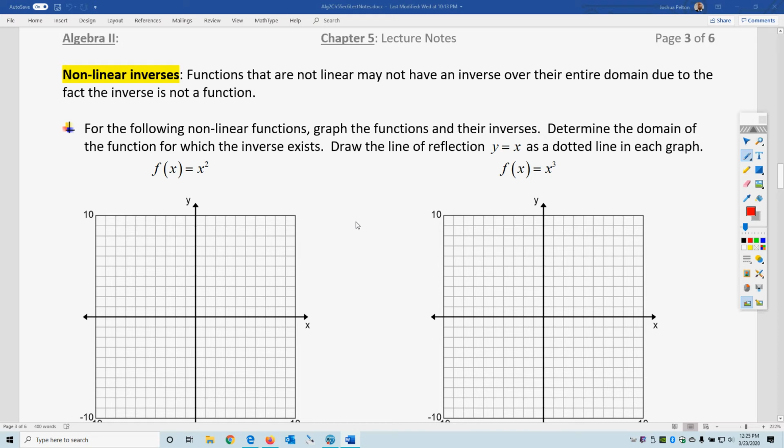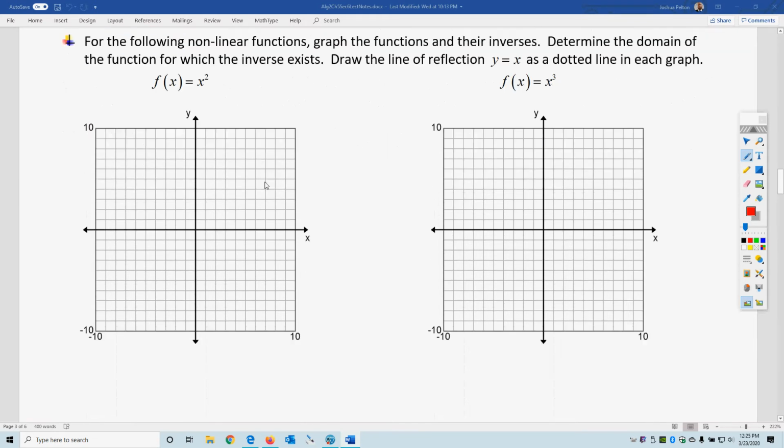In Part 1, we did linear inverses, which is the lines, and they always had inverse functions. When you are nonlinear, you don't always have an inverse function. In the polynomials, you have even and odd functions. Down here we'll do examples of a squared and a cube, which one is even, one is odd. And they might not have an inverse function over their entire domain. Therefore, we have to restrict the domain to make that actually happen. Okay, so let's try these as an example.